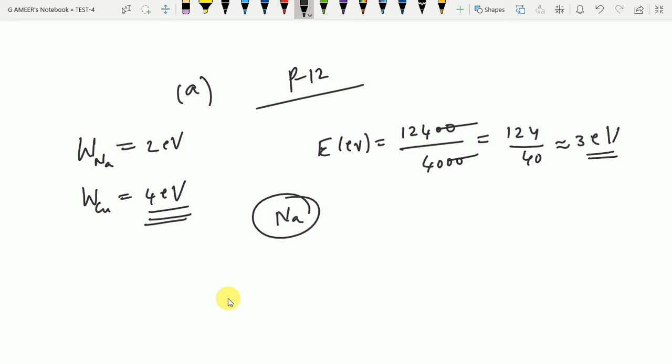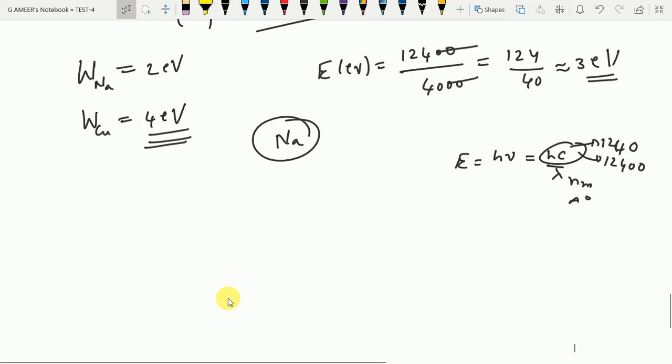So I said in the class also, E is equal to h nu, that is hc by lambda. The hc value, either you can take 1240 or 12400 depending upon whether it is in nanometers or in angstroms. Okay, so now let us go for the P13th question.